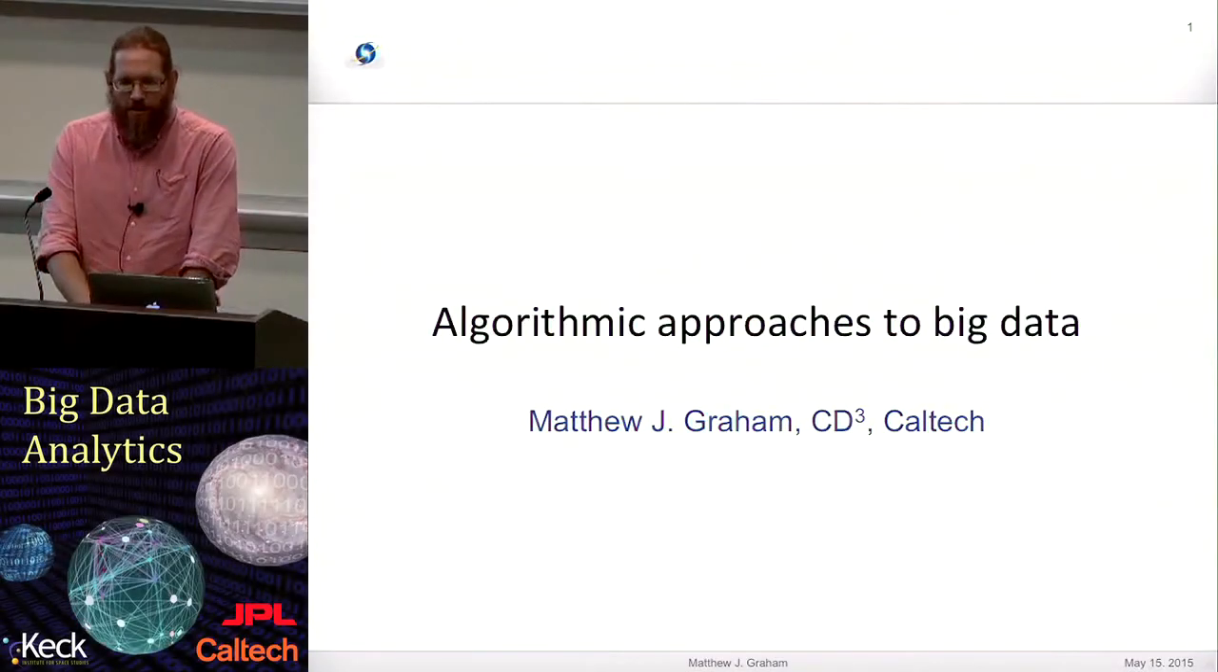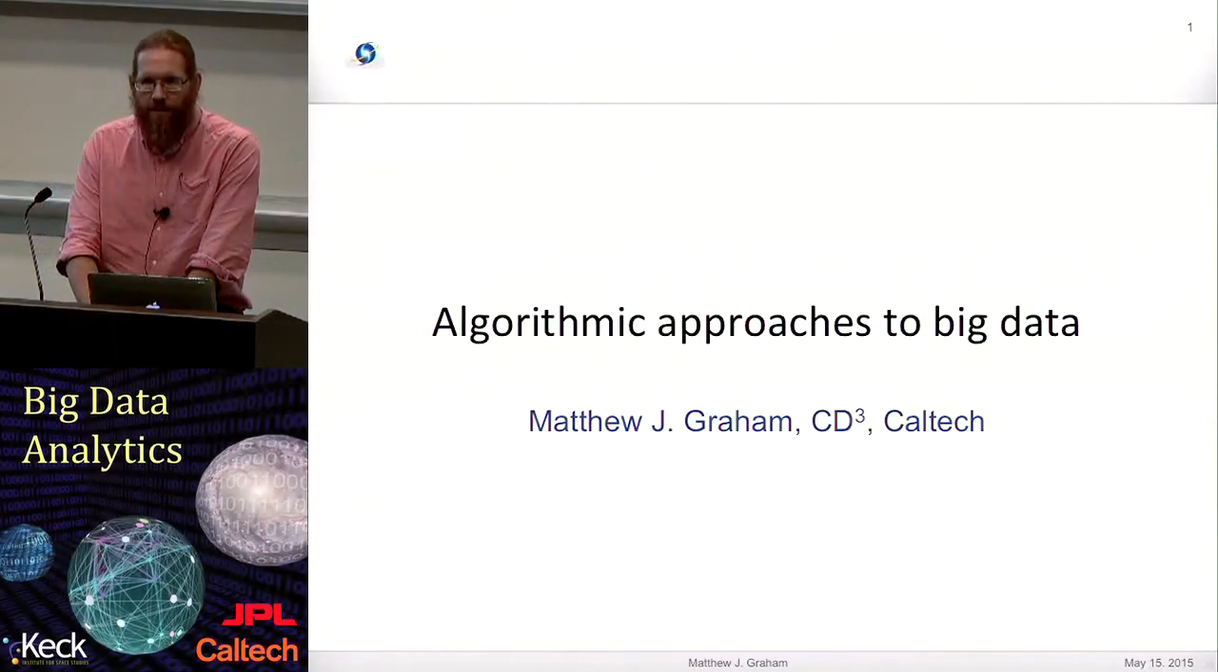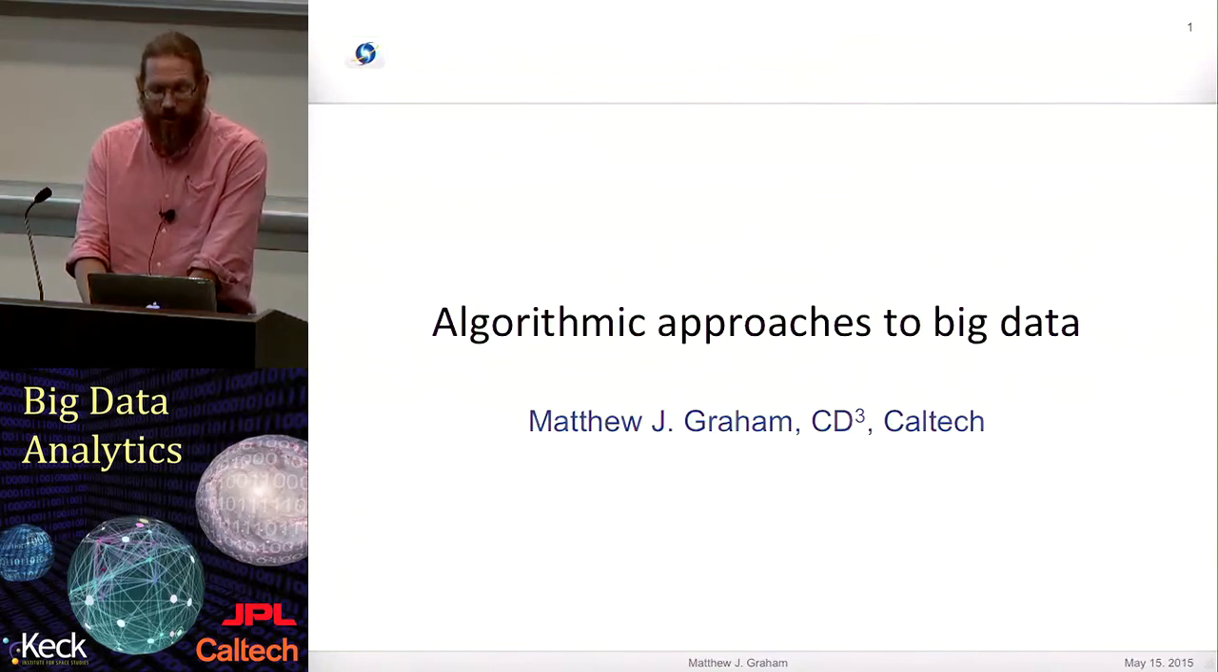Hello, my name is Matthew Graham at the Centre for Data-Driven Discovery at Caltech, and this module is about a broad overview of algorithmic approaches to working with big data.